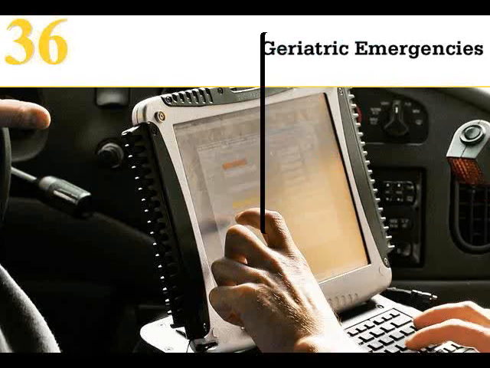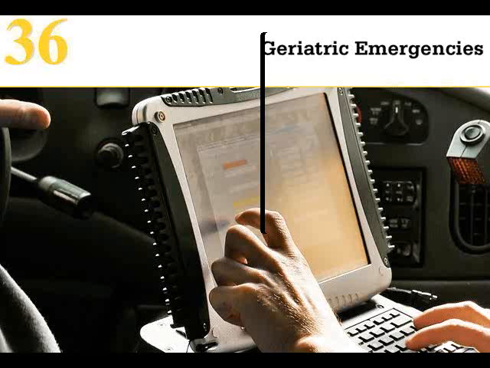Okay, Chapter 36. Chapter 36 is Geriatric Emergencies. As I've mentioned before, the geriatric population is actually the primary user of EMS services. It's the number one patient population range that we deal with. Most of what we've covered throughout the course so far pertains to the geriatric population.